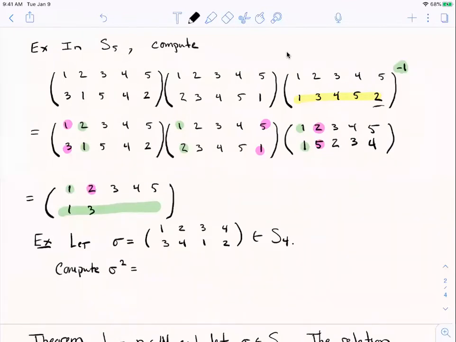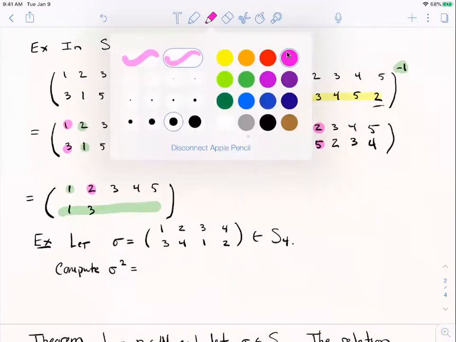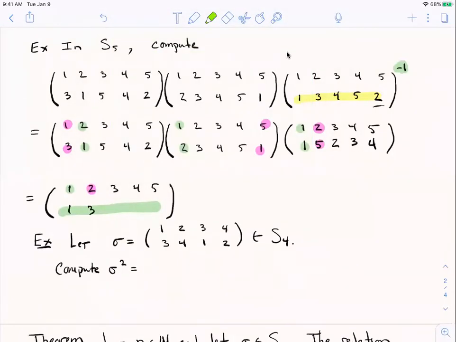Does it make sense? I've got more colors. We can do it again. What do you like here? How about this light green? I'm wondering what happens to 3. Well, 3 goes to 2, which goes to 3, which goes to 5. So 3 went to 5. All right.